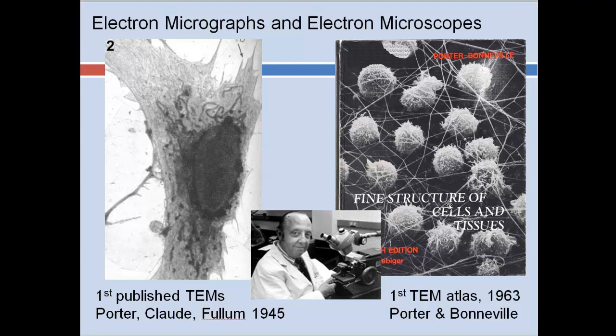And then in 1963, Dr. Porter and Dr. Bonneville published one of the first atlases of fine structure of cells and tissues. And on the right, you see white blood cells and fibrin that's in the blood when it coagulates. And that's a scanning electron microscope. Now, when you are in the lecture on microscopy in the course, you will actually be introduced to both a transmission electron microscope and its resolution and the scanning electron microscope.